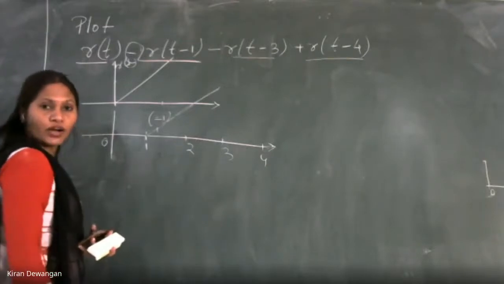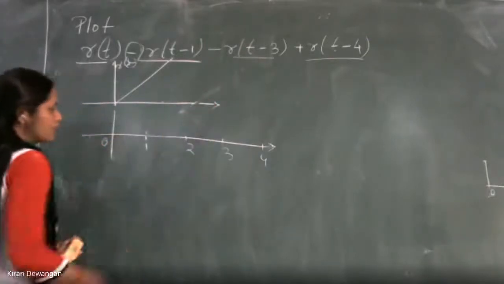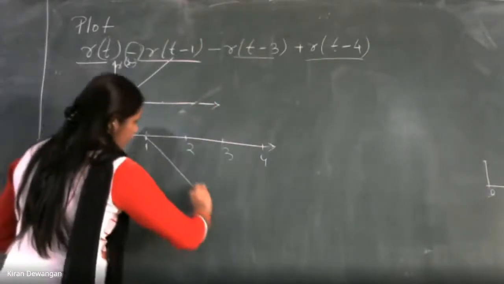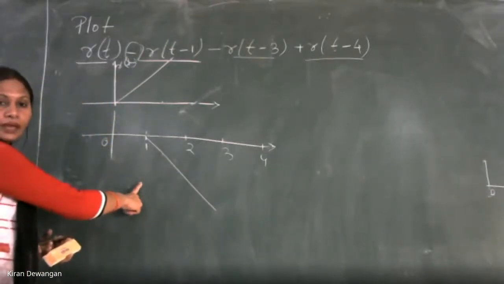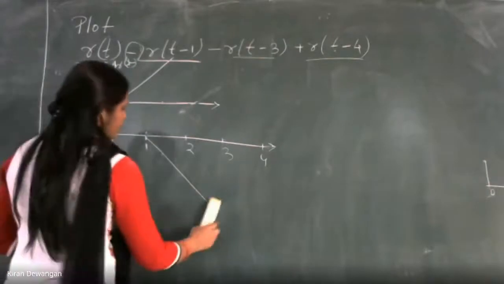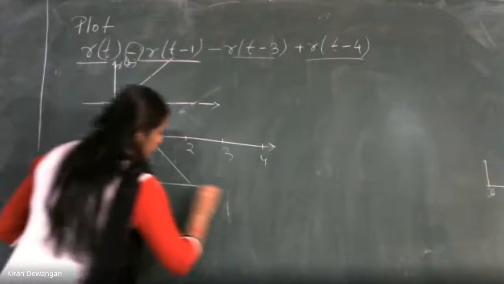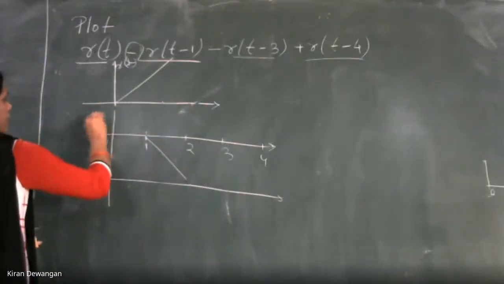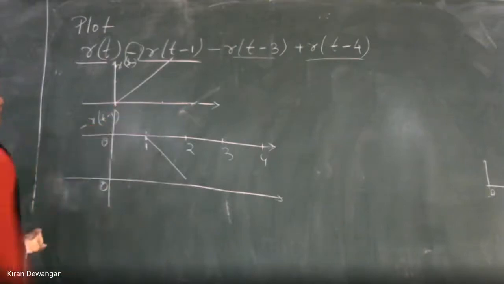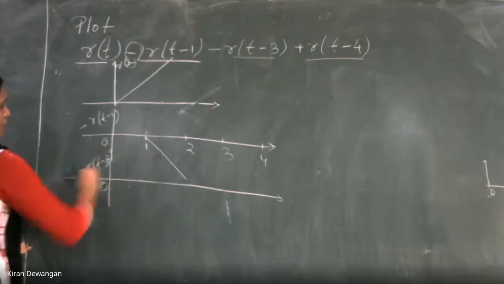Correct? Are you getting my point, everyone? All the values will get multiplied by minus 1 and the plot will be like this. Now we can plot the another part of it. This is r of t minus 1. Now minus r of t minus 3.